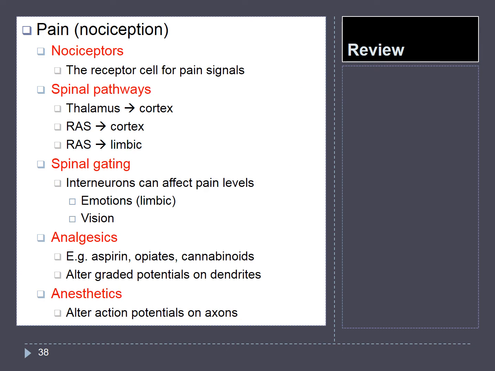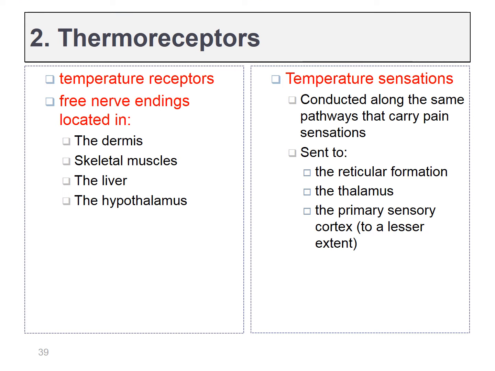So that wraps up pain, and I spent a heck of a lot of time on it because it's the most medically relevant of our general senses. But that means I'm not going to have much time to spend on the rest of the general senses. The next of our general senses were the thermoreceptors. These are neurons that can detect changes in temperature.